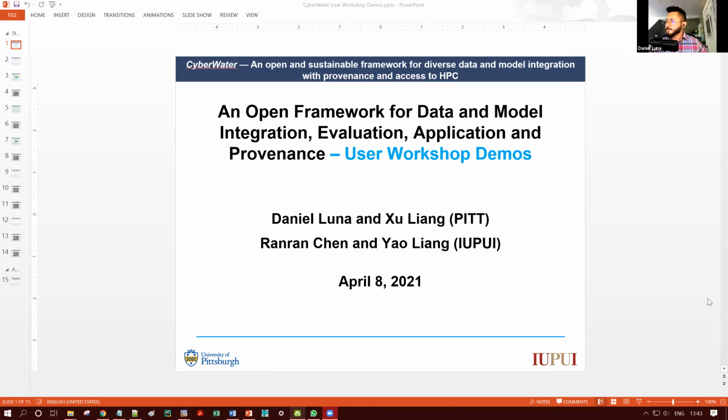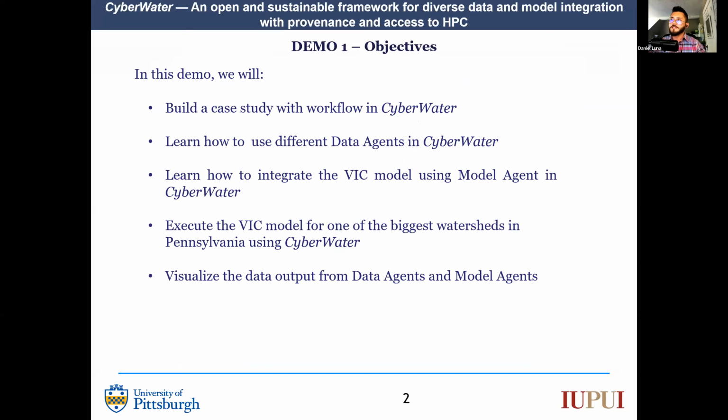Okay, so in this first demo, we're just going to show step by step how to build a workflow in CyberWater. In this workflow, we're going to access some data agents. So we're going to get data products from USGS in this case, and from NCA LDAS. And using those data agents, we're going to make a small execution of the VIC model. This is just for demonstration purposes.